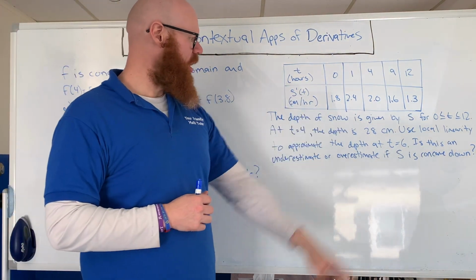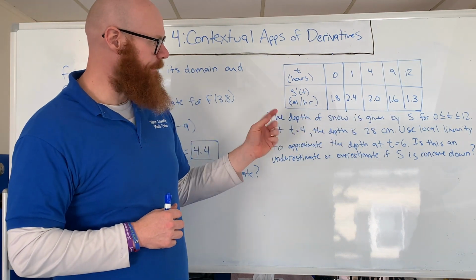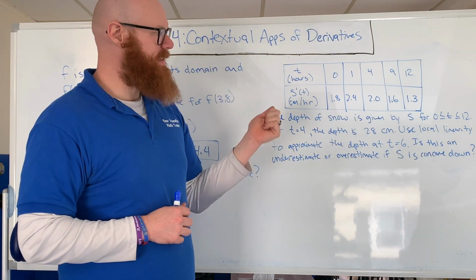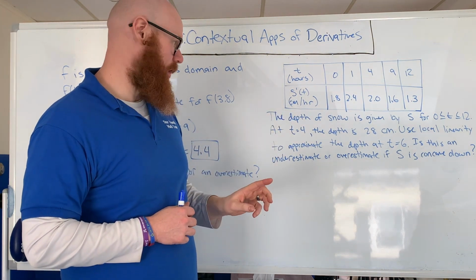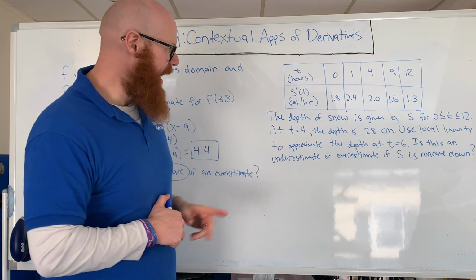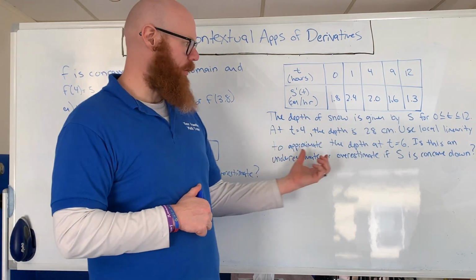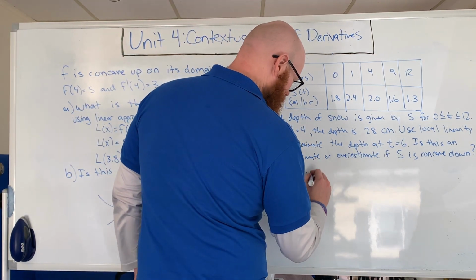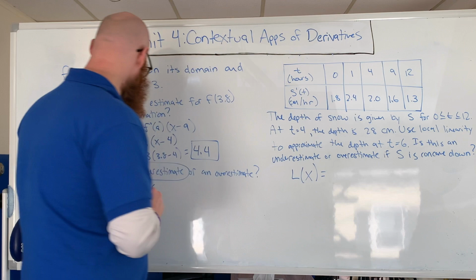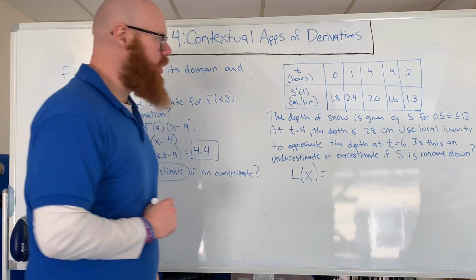They give us this chart and they say the depth of the snow is given by S, for t between 0 and 12. But they're giving us a table of values for S prime of t. And at t equals 4, the depth is 28 centimeters. Use local linearity to approximate the depth at 6. So again, let's use our L of x formula. So the first part of L of x is f of a. Well, we are going to use the value.